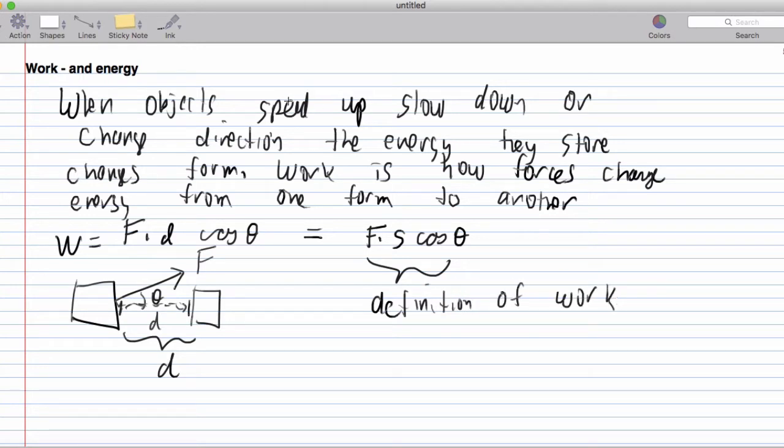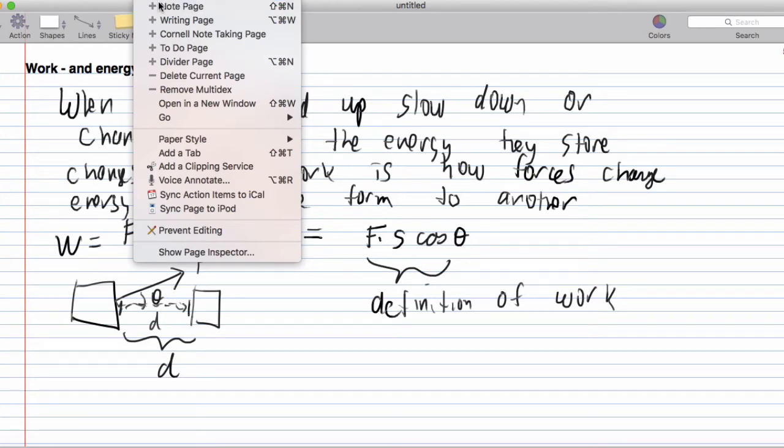Now, here's how forces actually do the process of changing energy from one form to another. This is, again, a summary of the theory, and we'll actually apply this in class next time. And this is called the work kinetic energy theorem.